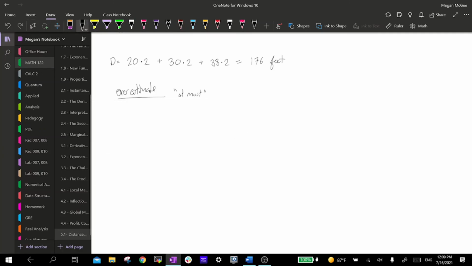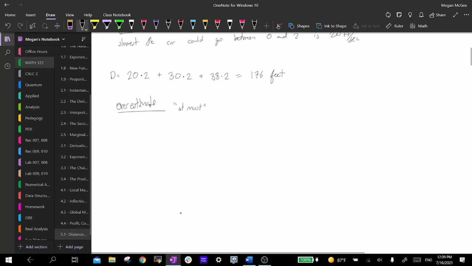Alright, we need our overestimate. So, our total distance is, well, how fast, the fastest the car could be going between 0 and 2 is somewhere between 20 and 30 feet per second, so we're going to pick the larger number. So we're going to pick 30 feet per second. But we're still looking at the same time interval, so it's still times 2 seconds.